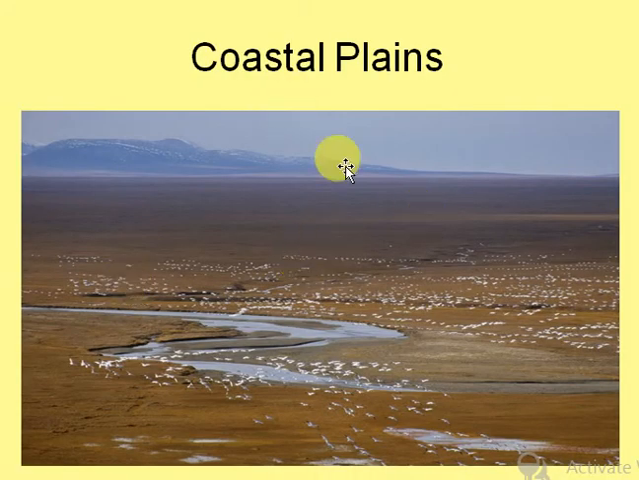Here is a good example of the coastal plains also. Near the coastlines also the plains are developed. It supports huge grasslands and a large number of wild species of birds and animals also. They survive in these plain areas because of the food available for them in these areas.